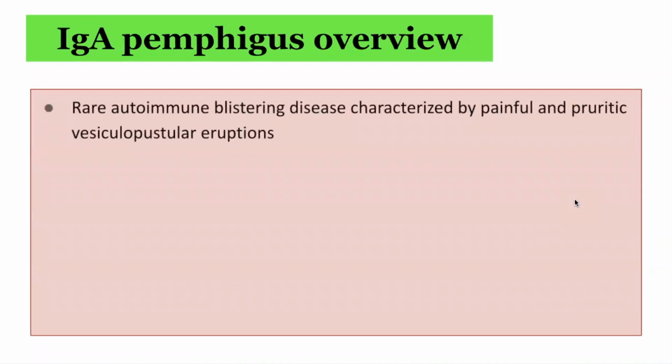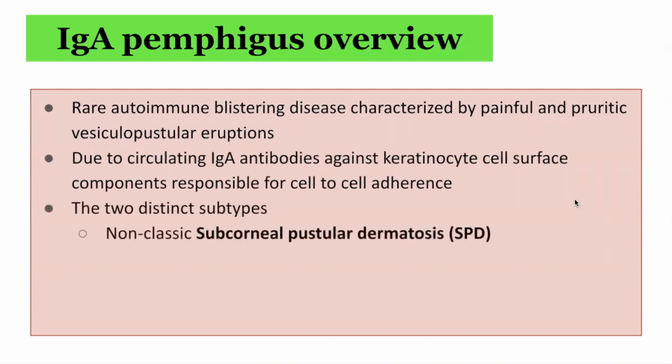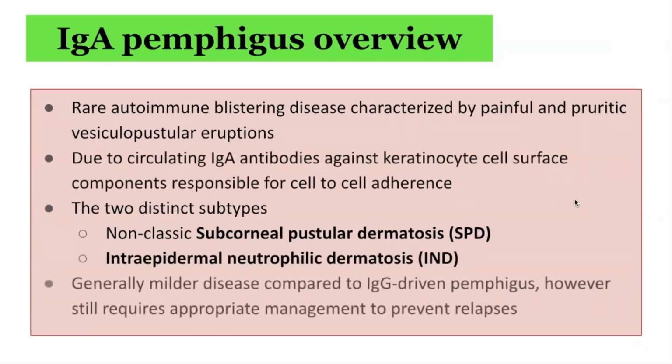IgA pemphigus is a rare autoimmune blistering disease characterized by painful and pruritic vesiculopustular eruptions. Due to circulating IgA antibodies which target keratinocyte cell surface components, this leads to a disruption in cell-to-cell adhesion and thus leads to the clinical presentation of IgA pemphigus. As alluded to already, there are 2 major subtypes, which include the subcorneal pustular dermatosis, as well as the intraepidermal neutrophilic dermatosis form. It has generally milder disease compared to IgG-driven pemphigus. However, it still requires appropriate management to prevent relapses and potential complications.